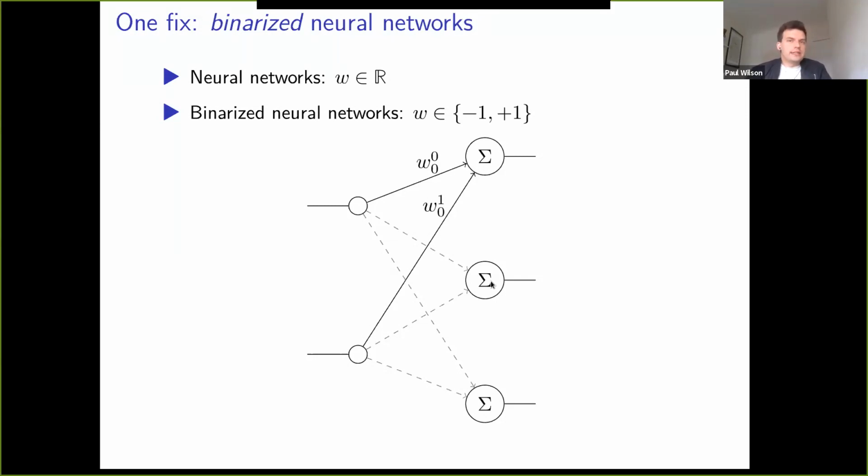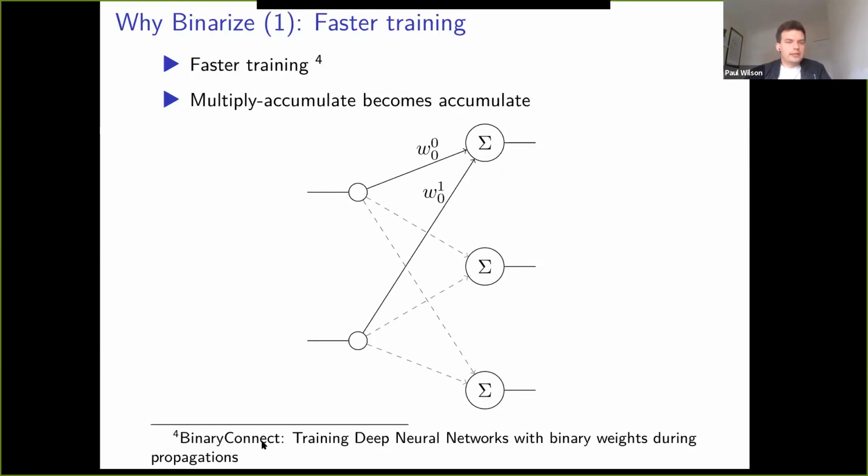So why would you do this? One of the early papers for binarized neural networks is called Binary Connect. They basically said, well, if your weights are -1 or 1, then instead of having to do an expensive floating point multiplication for this input, you can just check if this is -1, then you flip the sign, or if it's +1, you do nothing. And then these expensive multiply, accumulate, dot product operations just become sums.